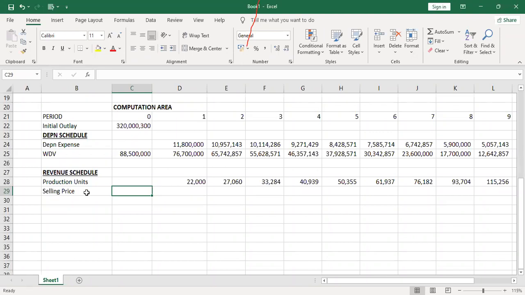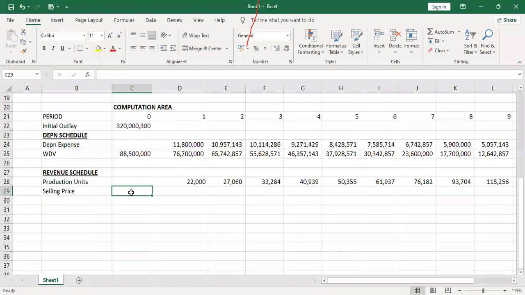So selling price, the reason why we are bringing selling price down is, one, because our selling price is affected by inflation. So we have to determine what will be the selling price per year, because our selling price is being affected by what? By inflation. So selling price, press the cursor under period 1. We have to pick the selling price from the input area.